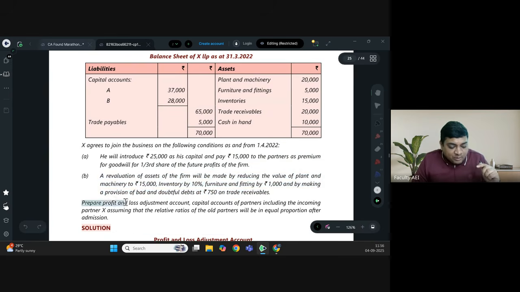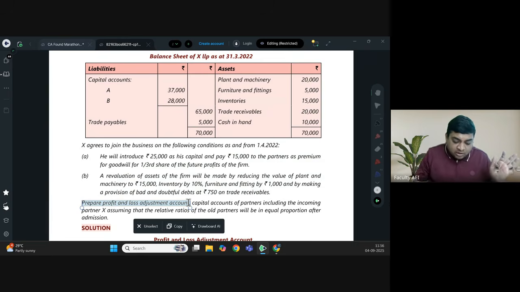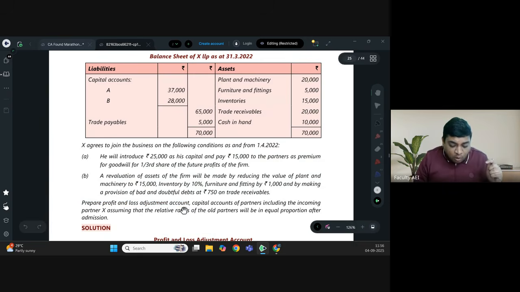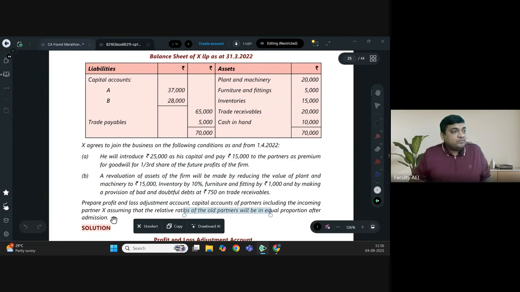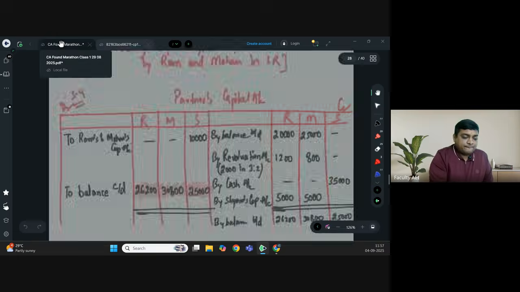Here, adjustment. This is nothing but the revaluation account. Capital accounts will be equal after admission. It means 1/3 each, equally. So we have to calculate the new ratio also. Right? Let us start.